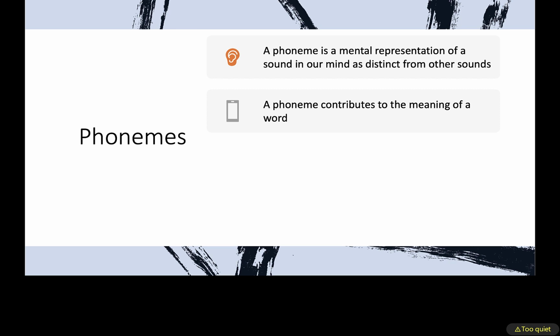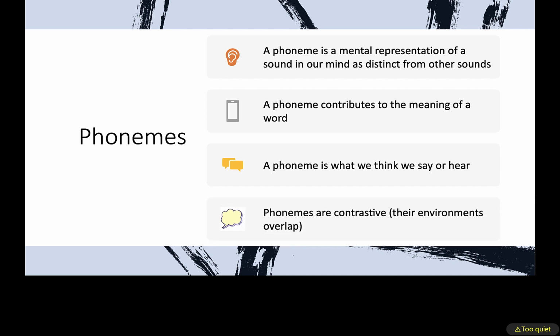While our mental representations do include ideas about articulation, it is important to remember that a phoneme is what we think we say here, not what we actually do say and hear. Phonemes are contrastive. By that we mean that they occur in overlapping environments, but we perceive them as different sounds. We touched upon contrastive and non-contrastive environments in the previous lecture, and we will return to the concept a little later in this one.